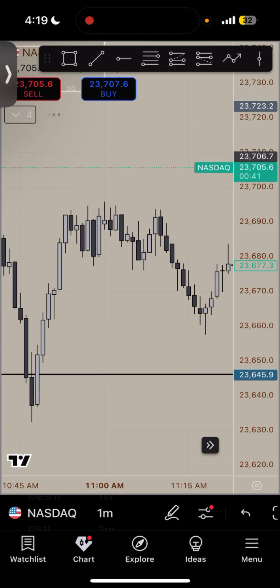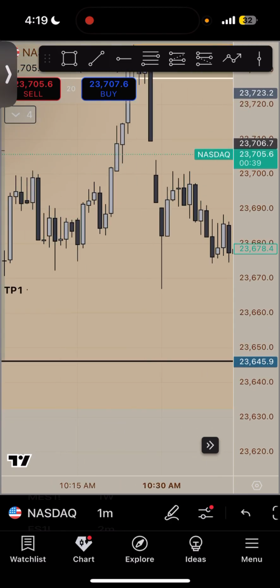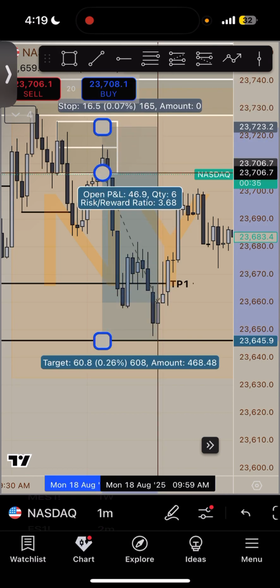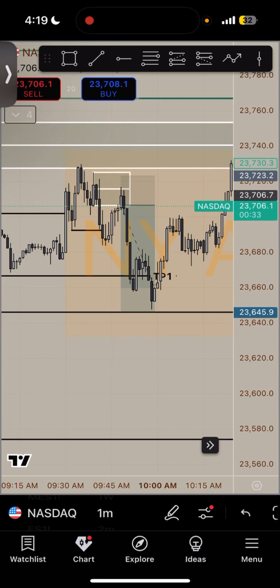But today was an overall green day. I got 2 partials at the first take profit, third partial at less than take profit, but it's okay. Trade still hit. So that was my trade for today.